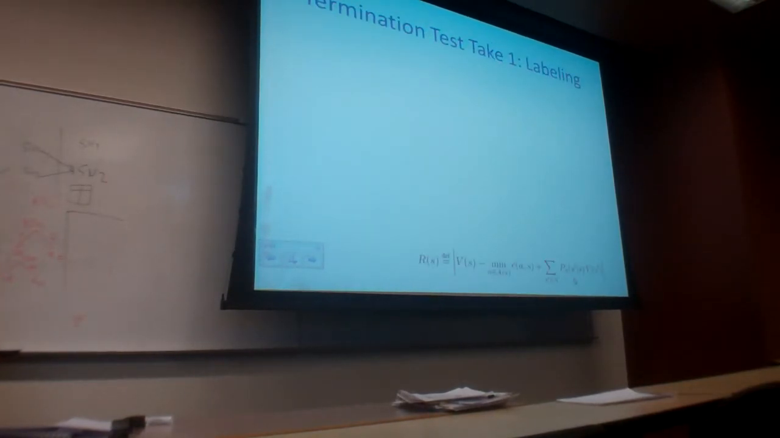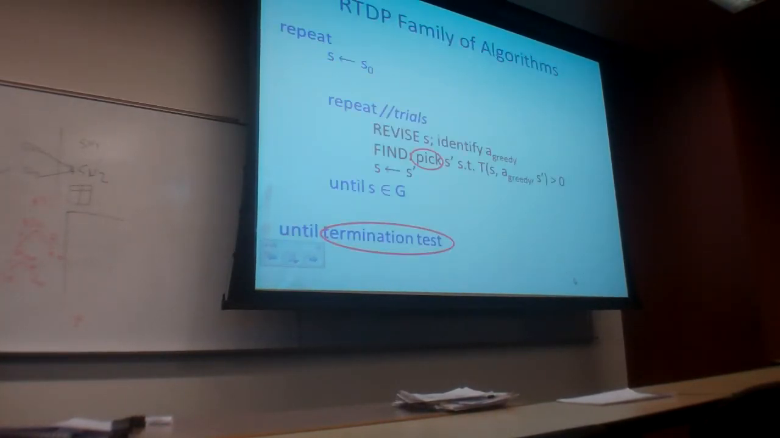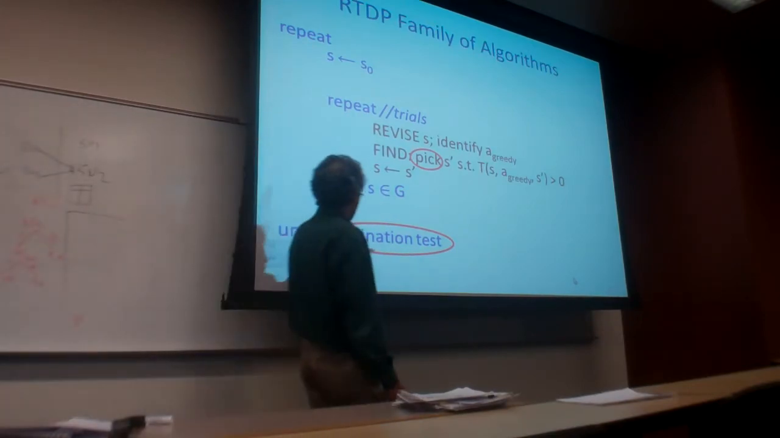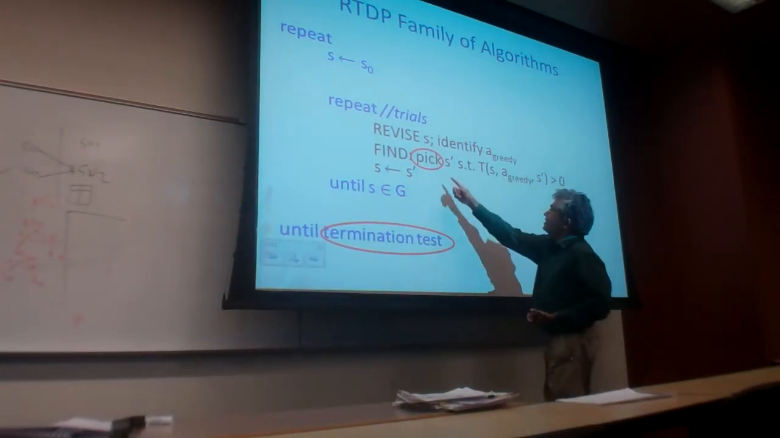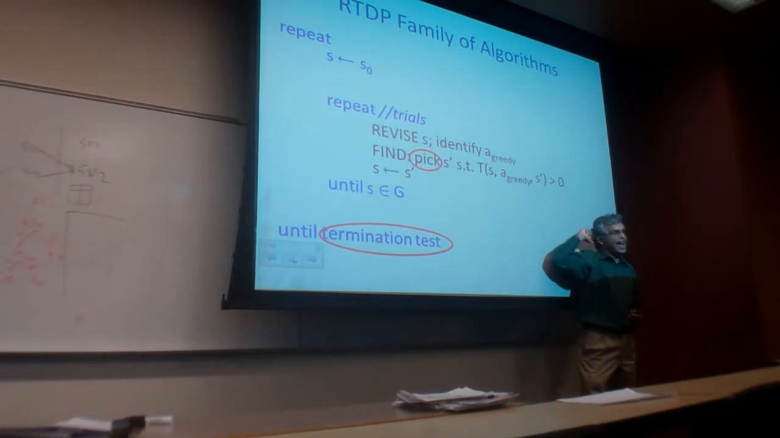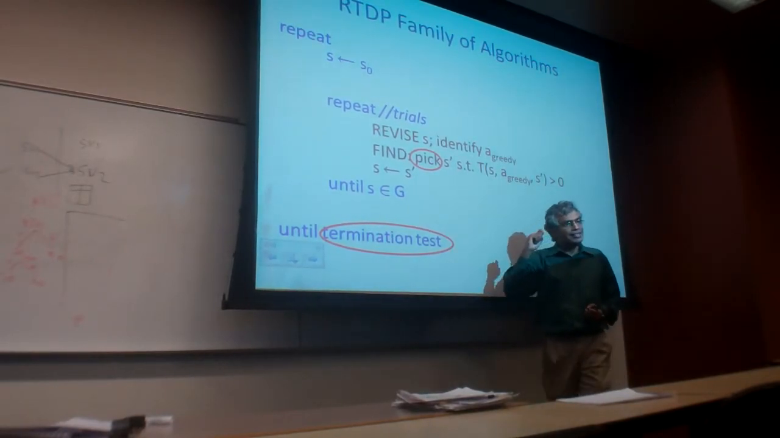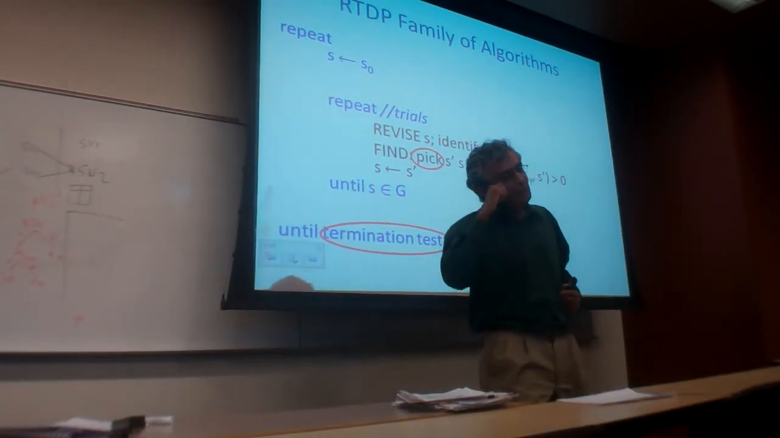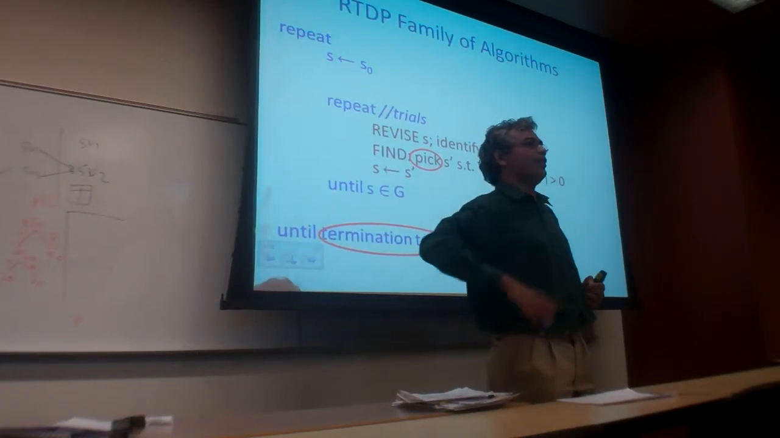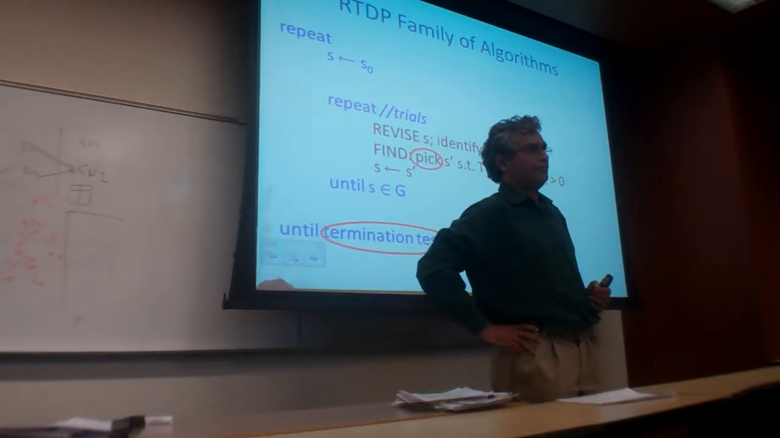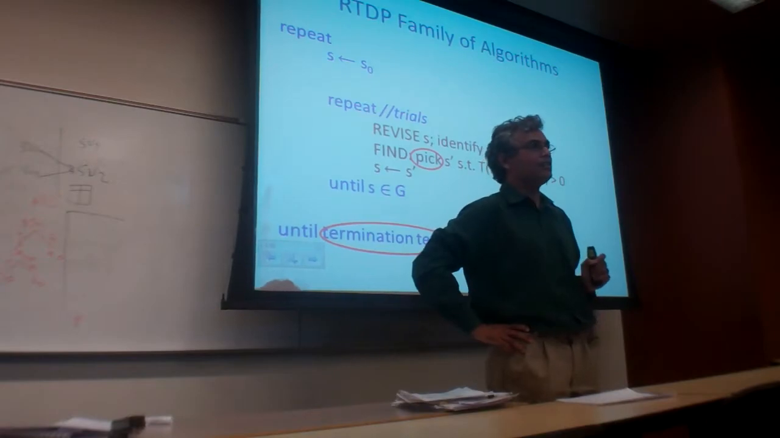Okay? But what we want to do is at least two things. One is the termination test. The other is, can you pick S dash such that it is slightly more informed than tossing the coin? Such an interesting and sort of counterintuitive thing.